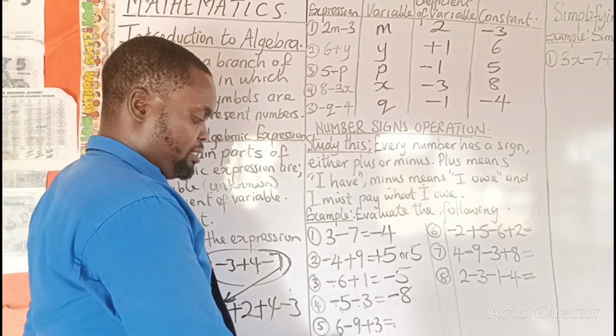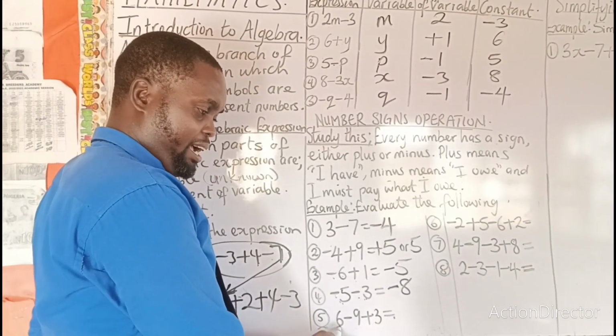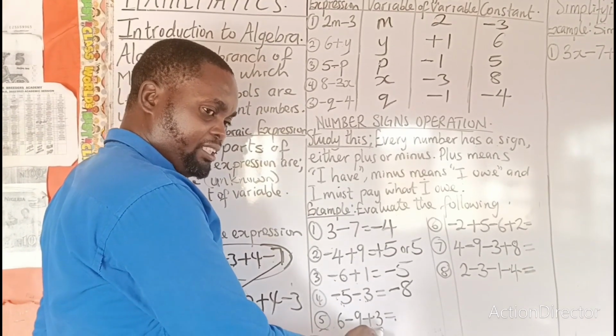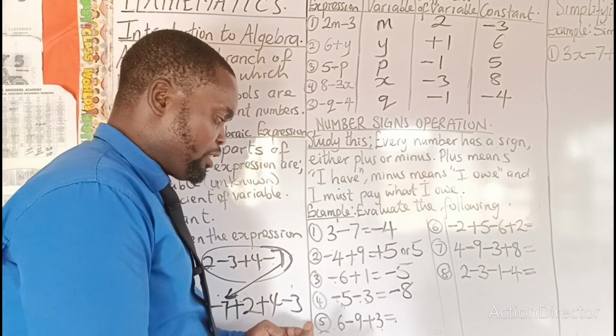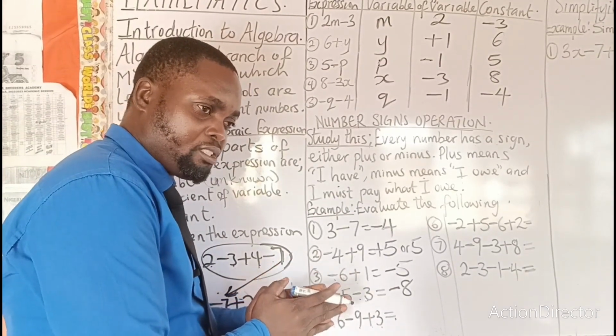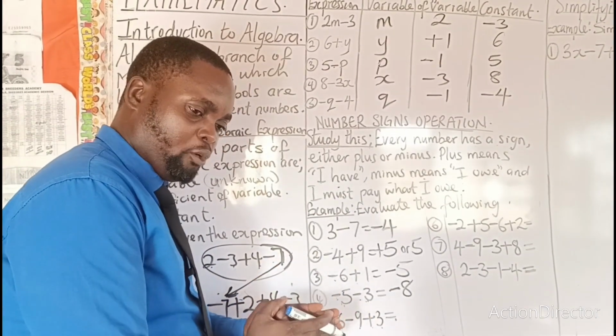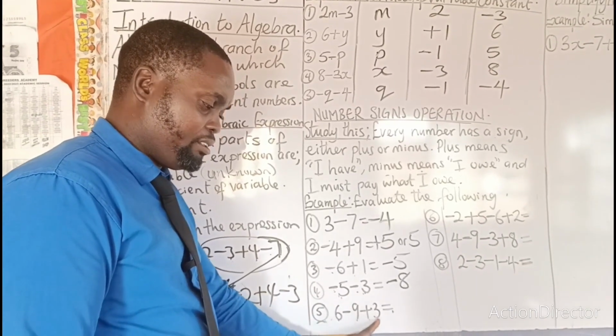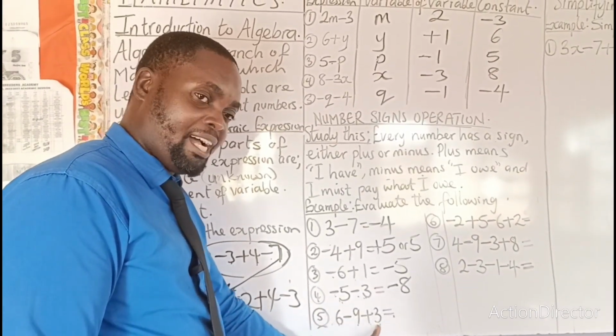The next one. I have 6 naira. I owe 9 naira. And I have 3 naira. So what do you do here? You look at all the amount that you have, put them together first. All the amount that you owe, put them together first. Then you solve. Like now I say, I have 6 and I have 3. How much is that? 9.